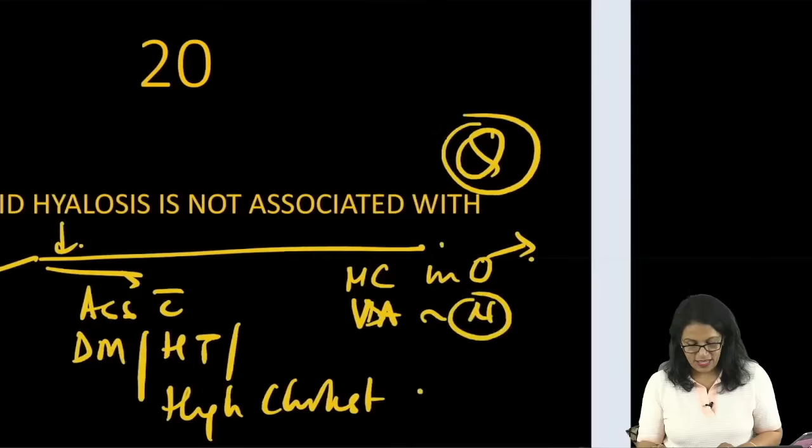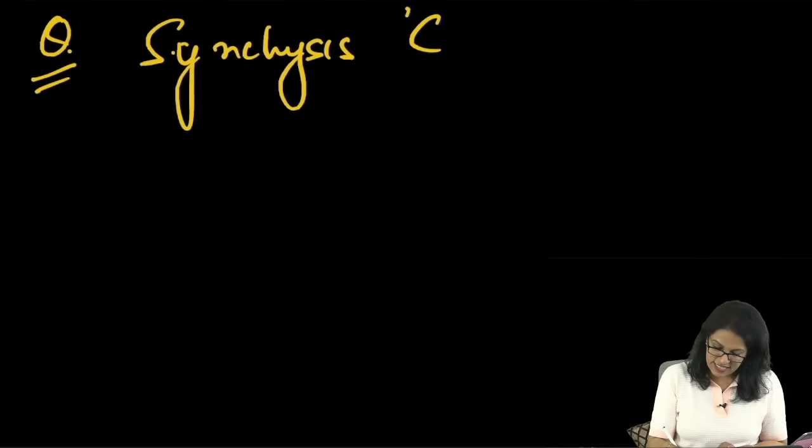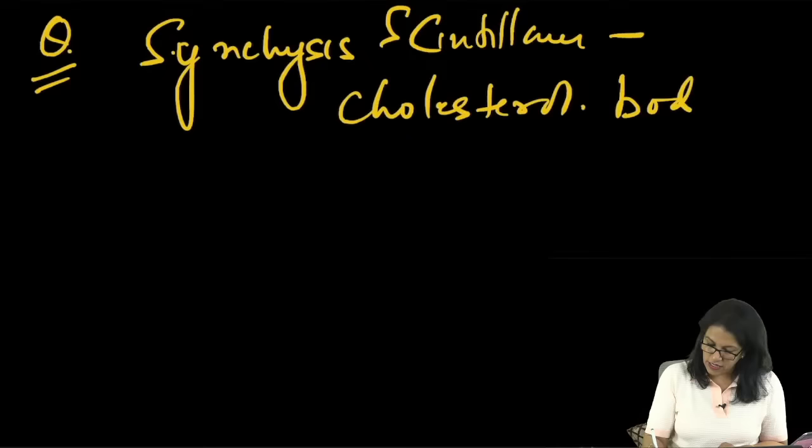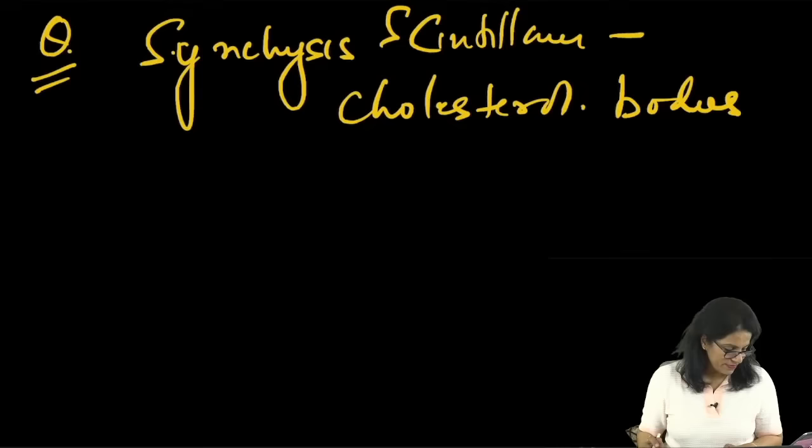Once we know this, another question on floaters that they have asked you is what is synchysis scintillans? So synchysis scintillans, what will you say? This is mainly cholesterol bodies. Synchysis scintillans is cholesterol bodies. Right? These are also floaters we should know.